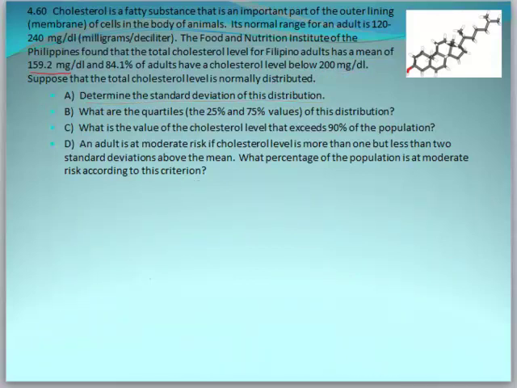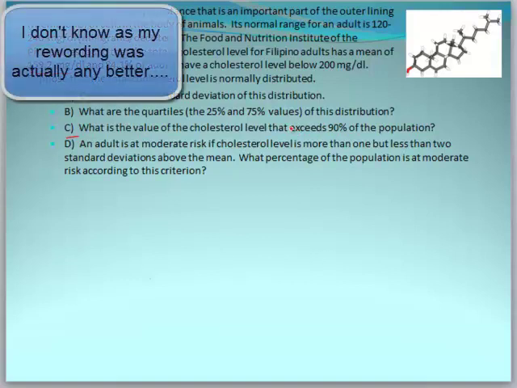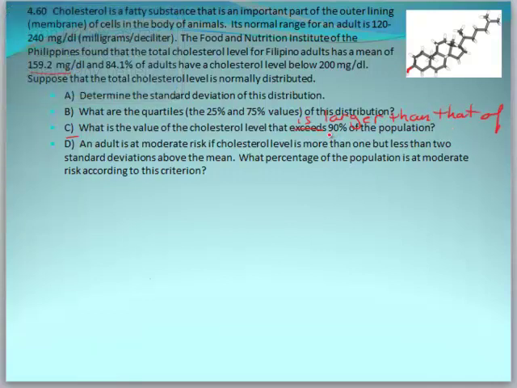Now, for part C, what is the value of the cholesterol level that exceeds 90% of the population? Well, that's just not very good English, so we're going to say that it is larger than that of 90% of the population. In other words, we want to find the z value which has 90% of the values below it. What is that z value? Let's look it up real quick.